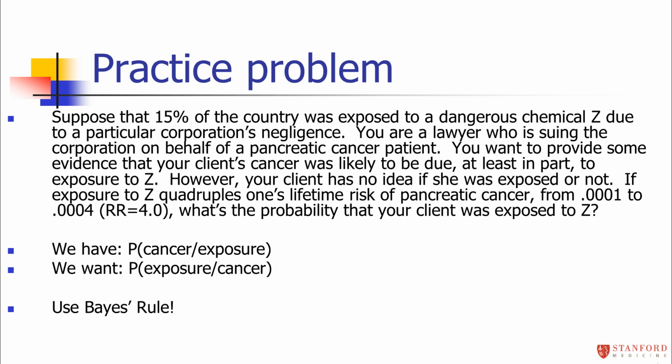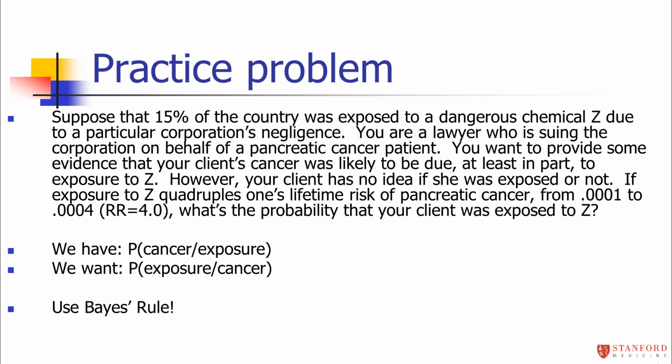Let's do another practice problem. Suppose there was a company who contaminated 15% of a population with a dangerous chemical. So 15% of the country was exposed. And this chemical raises your risk of pancreatic cancer. Say that you're the lawyer who's suing the corporation on behalf of a particular pancreatic cancer patient. You want to provide some evidence that your client's cancer was likely to be due, at least in part, to the chemical. However, your client doesn't know if she was exposed to the chemical.